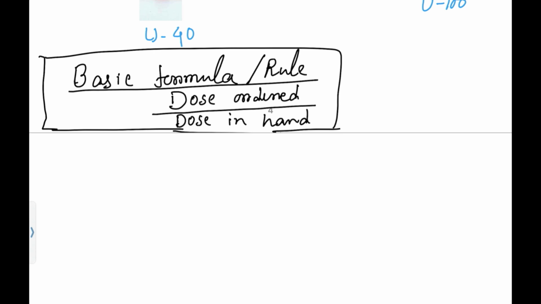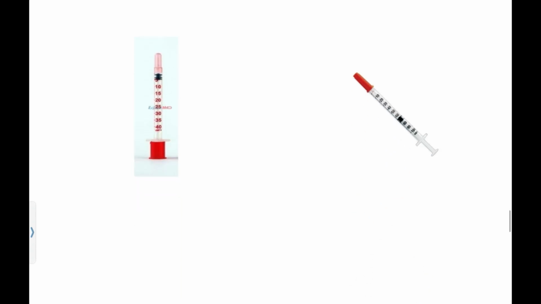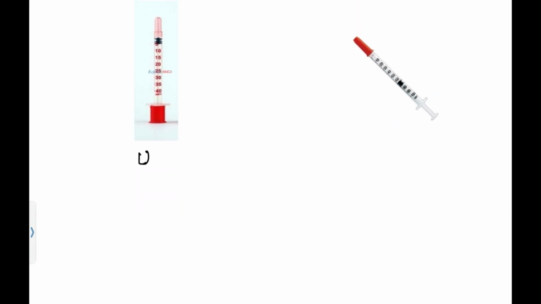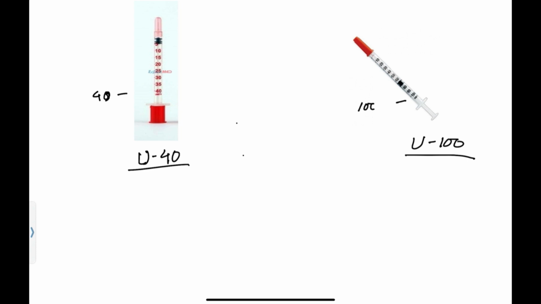Now, before calculating this dose, you should know the basic difference between the U40 and U100 insulin syringe. This is the U40 insulin syringe and this is the U100 insulin syringe. Now, how do I know that this is U40 and this is U100? What is the difference? So here you can see the 40 mark is written. That's why it is U40. And here the 100 mark is written or mentioned. That's why it is U100.